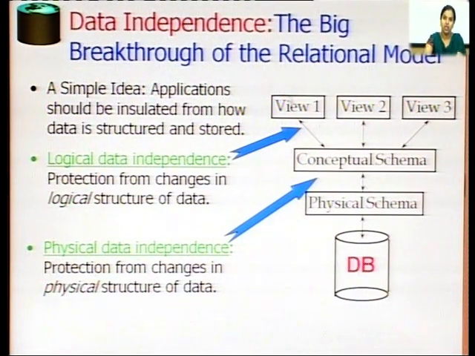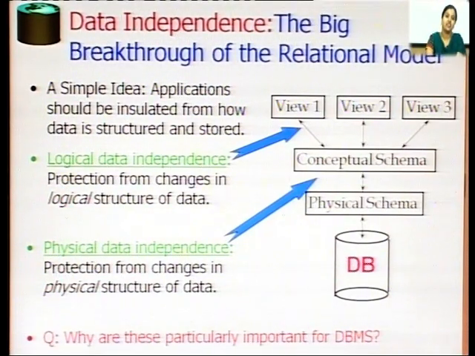Like when you are changing this view level without affecting the physical schema with the help of conceptual schema, this is known as logical data independence. And when you are changing the physical data, the user view without altering this physical schema, this is known as physical data independence. Why are these particularly important for database?